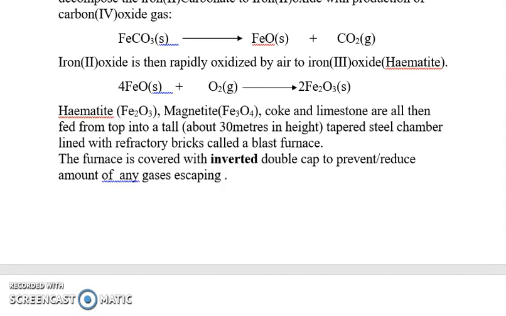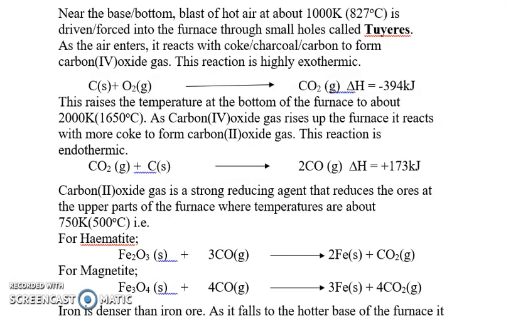Hematite, magnetite, coke, and limestone are all then fed from the top of the blast furnace, and a blast furnace is about 30 meters in height, a tapered steel chamber lined with refractory bricks. The furnace is covered with an inverted double cap to prevent any gases from escaping. In so doing, we also minimize the amount of heat lost.